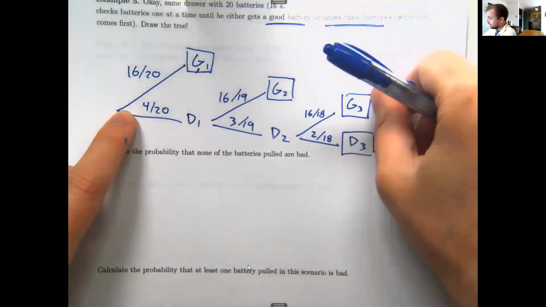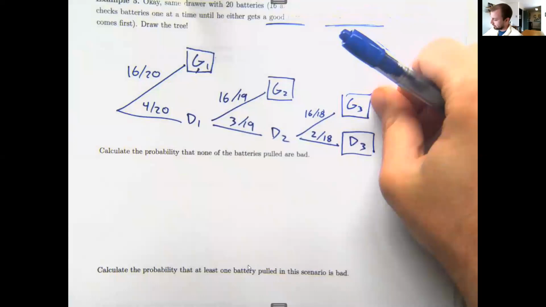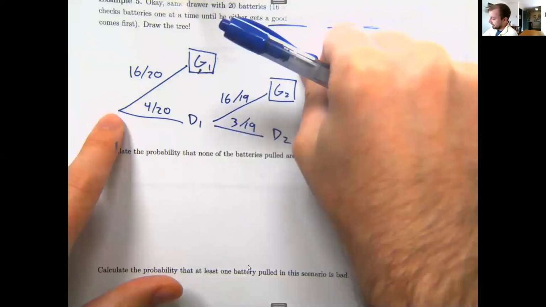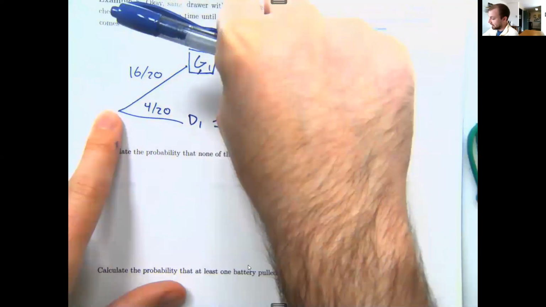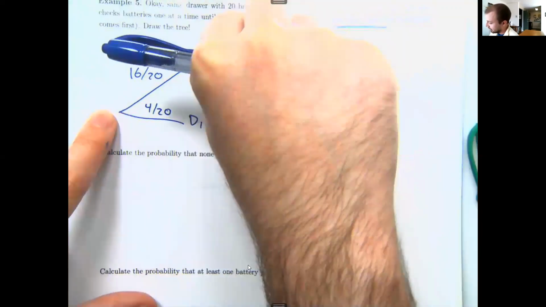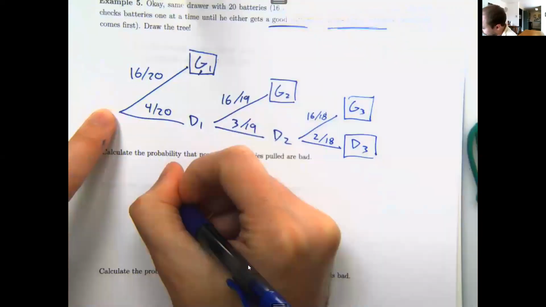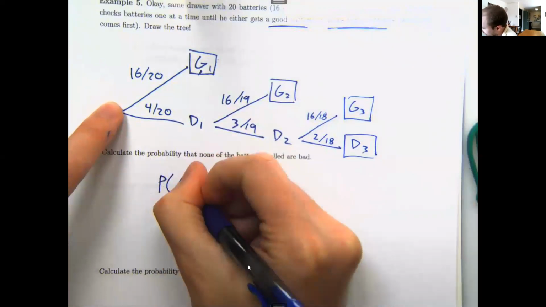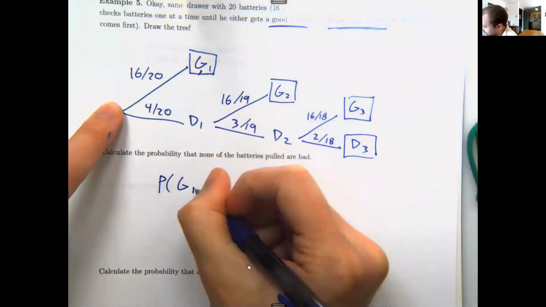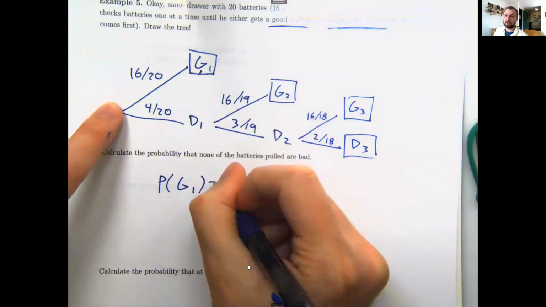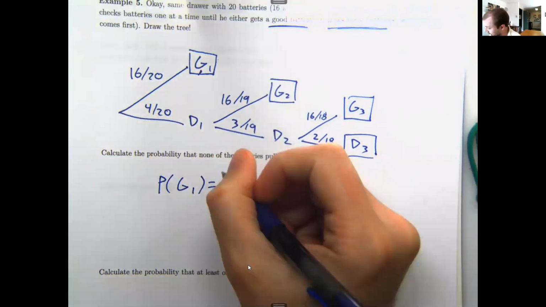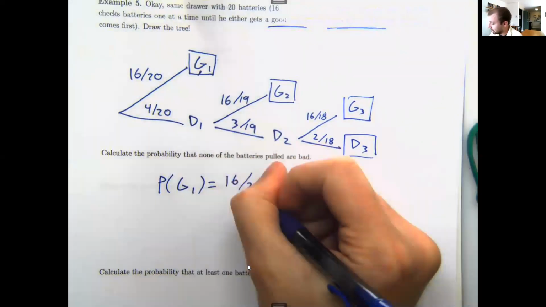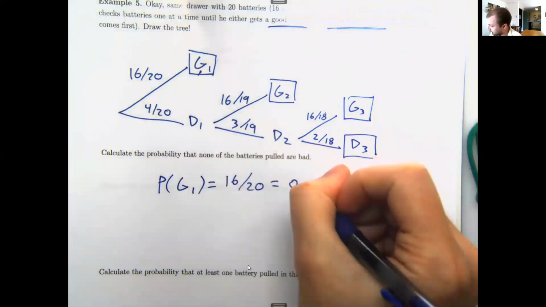This doesn't work. It has 2 dead batteries. This doesn't work. It has 1 dead battery in that sequence. This doesn't have any dead batteries in it. It looks like the only sequence that worked here. If none of them were bad, then that must mean I pulled a good battery. What's the probability that I get a good battery? Well, that's 16 out of 20. That's 80%.